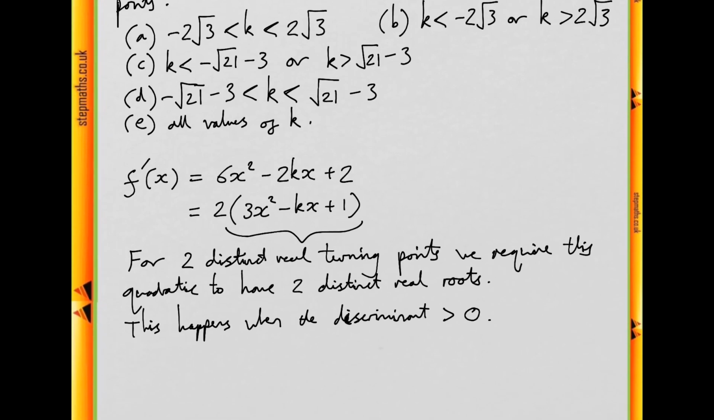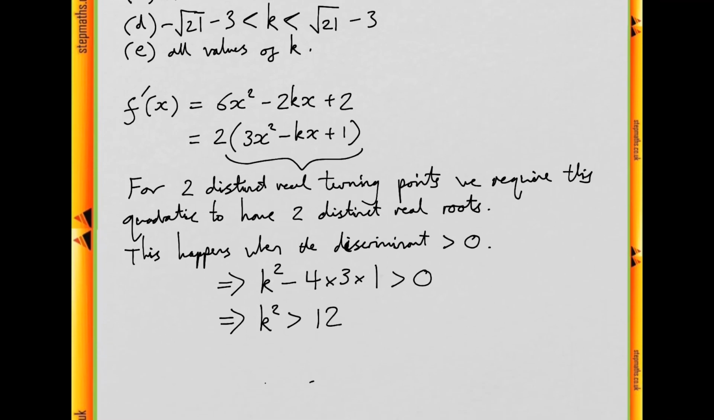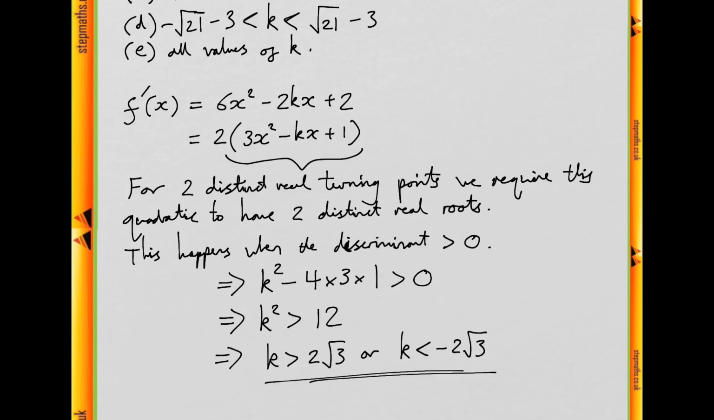So what does that mean? Well, we can simply work that out. It means that we need b squared, which is minus k squared, minus 4 times a times c. So k squared minus 4 times 3 times 1 to be positive, or in other words, k squared to be bigger than 12, which just means k is either bigger than root 12, which is 2 root 3, or we have to flip that over, k is lower than minus 2 root 3, because then when we square it, this number still becomes bigger than 12. And we can conclude that the answer is B.